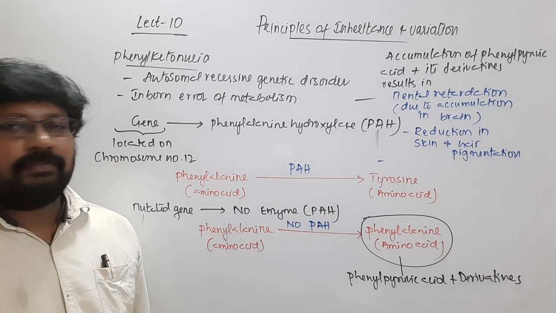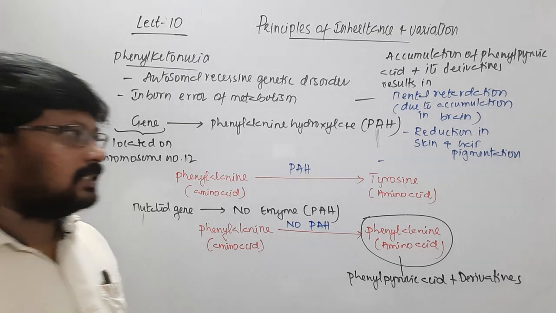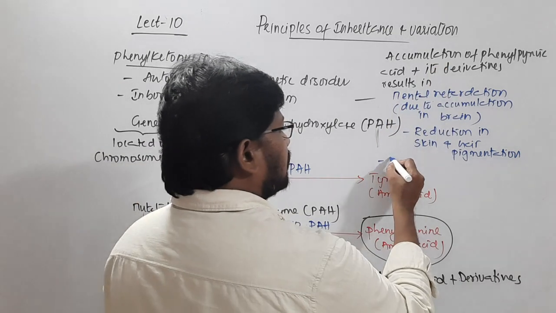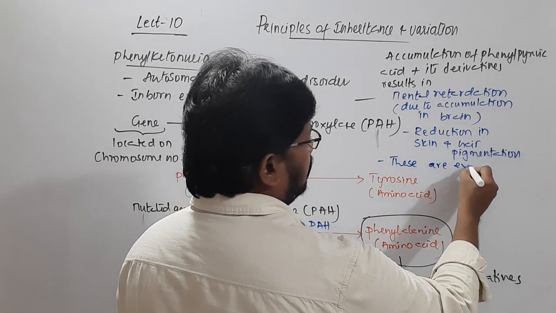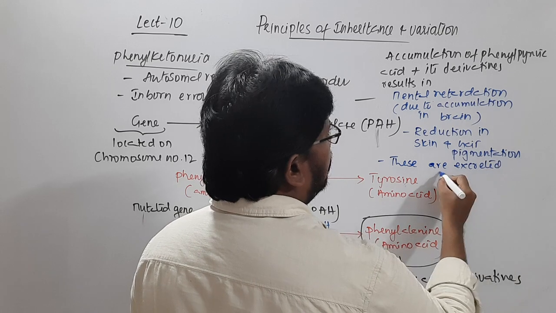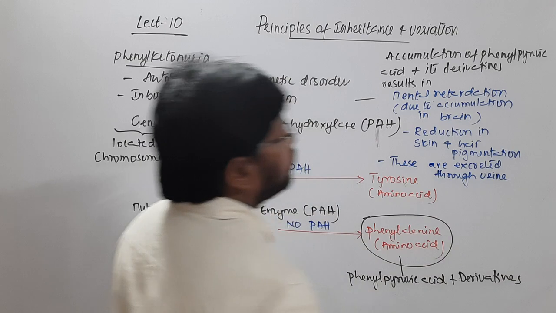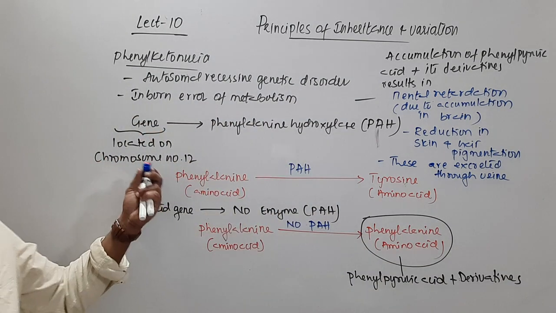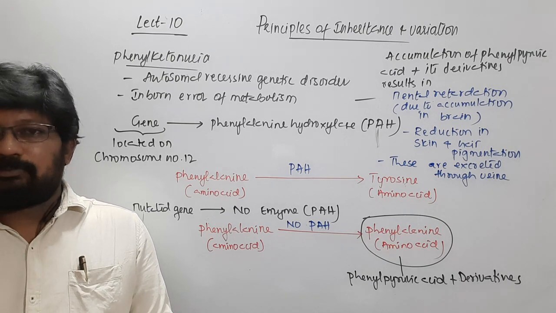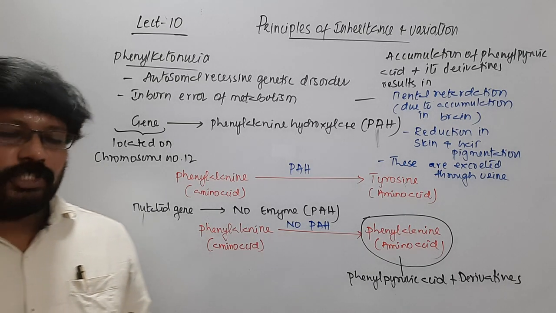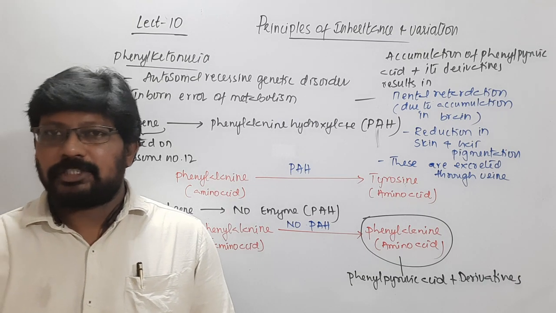Also, phenyl pyruvic acid and its derivatives have poor absorption in the kidneys, hence they are excreted through urine. We have already seen phenylketonuria as an example of pleiotropy, where one gene shows multiple phenotypic expressions.